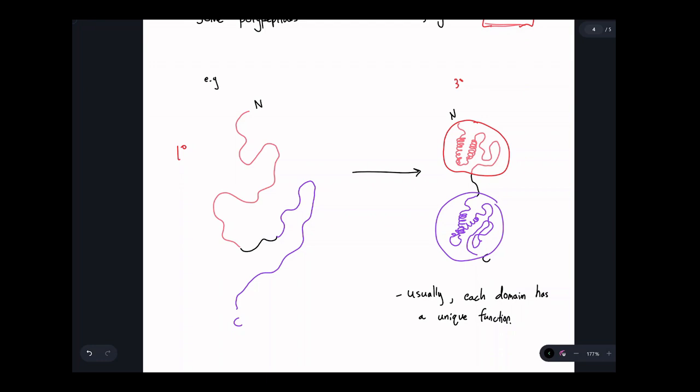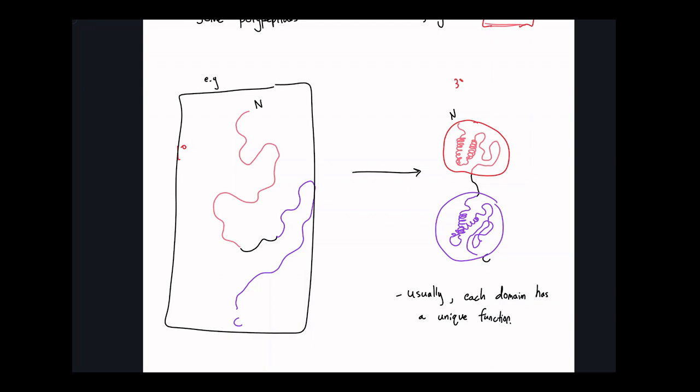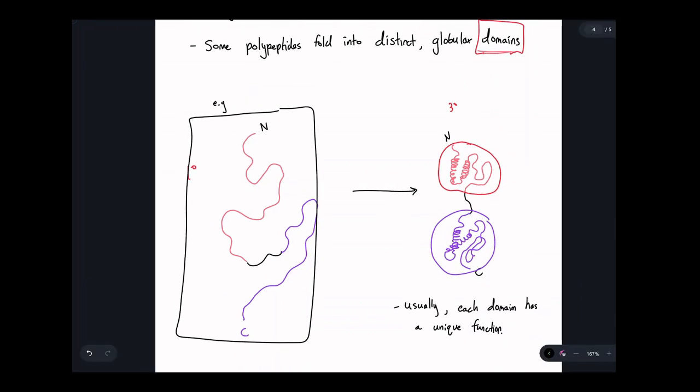For example, maybe the red thing binds a red thing, and the purple thing binds a purple thing, and so those two things can be brought close together, right? Whatever the reason is, the idea is that when you see these folds, sometimes it's still a single protein. It came from a single polypeptide chain, but that doesn't mean that it can't have multiple functions if there are multiple protein domains. So again, usually each domain has a unique function.